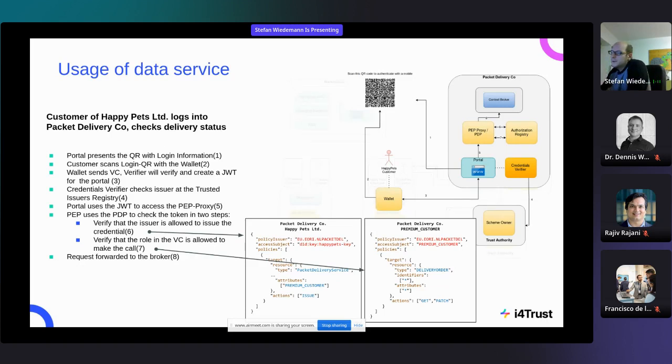The policy decision point is our DSBA PDP, and this PDP will in the end do two checks. First, it will go to the authorization registry and check that the issuer is actually allowed to issue this credential, which means it will check if the policy from packet delivery to our issuer ID exists, and that it is allowed to issue credentials of type packet delivery service and premium customer.